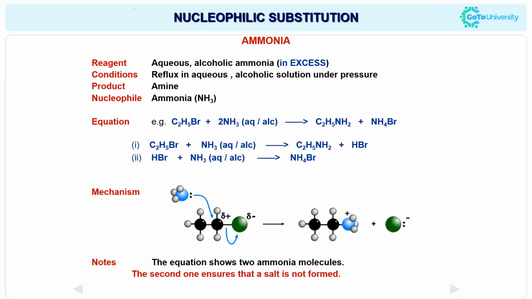Now, if you want to replace the halogen with ammonia, that is also nucleophilic substitution, because ammonia contains a lone pair of electrons on nitrogen. This will act as a nucleophile. So here also this is the mechanism. The mechanism is the same anyway, only the attacking reagent is changing its shape. Here we can use either aqueous or alcoholic ammonia in excess.